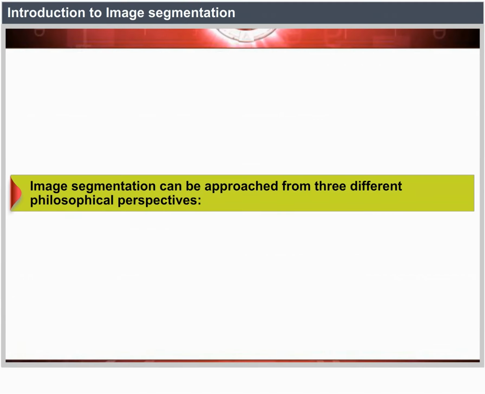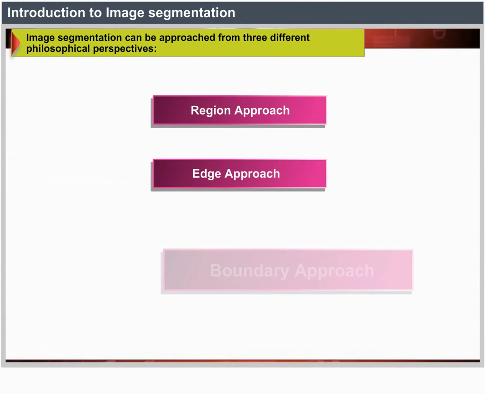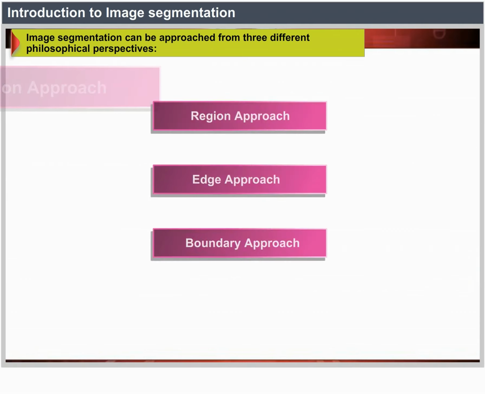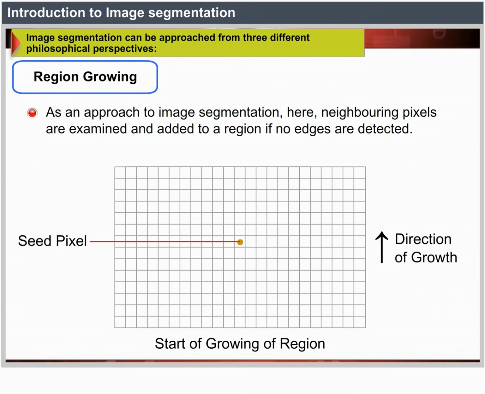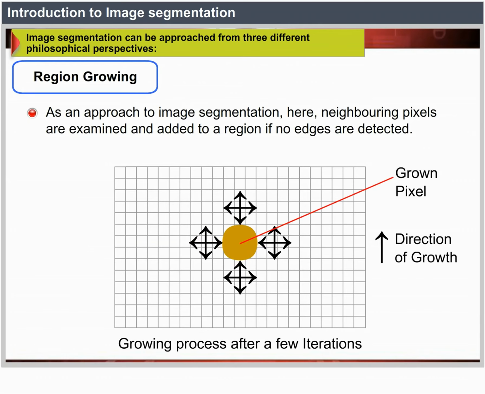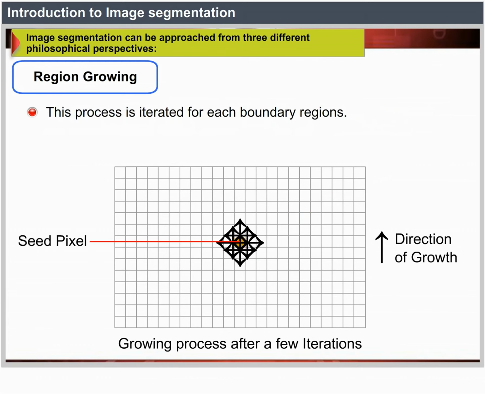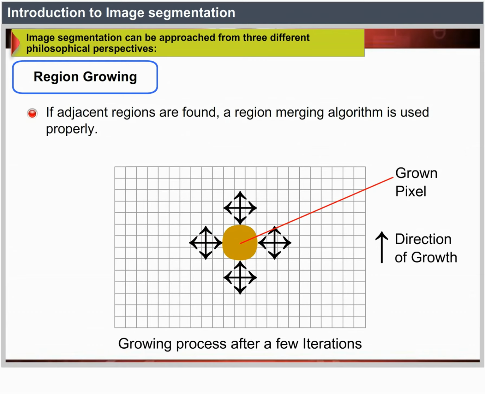Image segmentation can be approached from three different philosophical perspectives: region approach, edge approach, and boundary approach. Region growing is an approach to image segmentation in which neighboring pixels are examined and added to a region if no edges are detected. This process is iterated for each boundary region. If adjacent regions are found, a region merging algorithm is used.